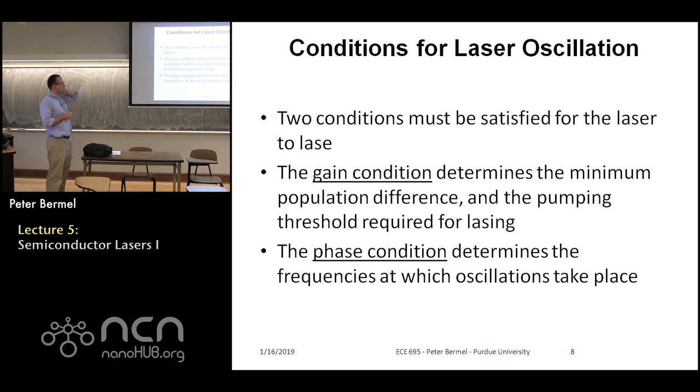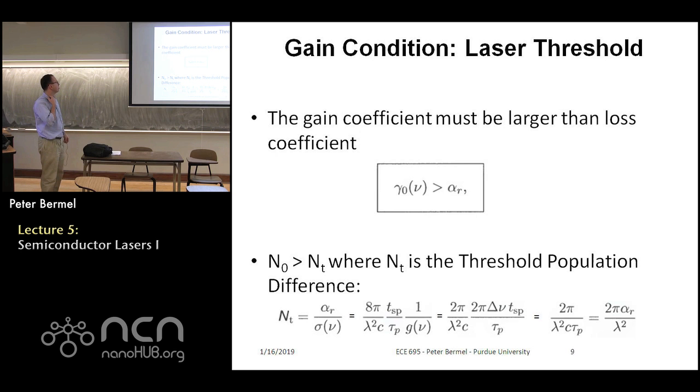And then second is a phase condition. The phase condition is important because it tells you how many different lasing frequencies are allowed. This basically says that if you go in a round trip through the laser resonator, you have to have constructive interference with itself, right? Otherwise, it wouldn't survive.